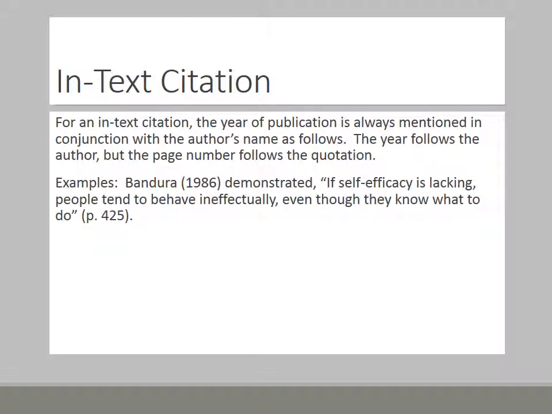For an in-text citation, the year of publication is always mentioned in conjunction with the author's name as follows. The year follows the author, but the page number follows the quotation. Example: Bandura 1986. The 1986 in parentheses is the year the article was written. It immediately follows the author. And then the page number for the direct quote is at the end of the sentence. Now notice the period for the sentence is still after the parentheses.